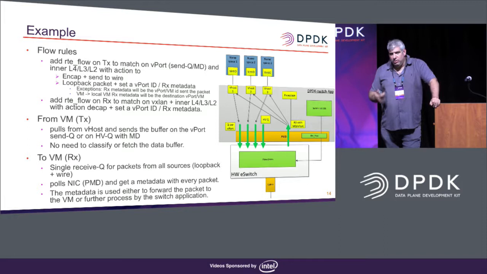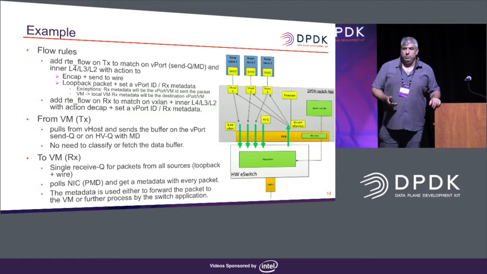On the receive side, a packet that's arrived from the wire will have rules inside the hardware, as was defined. So what you get is metadata with the packet. What does the application need to do? Just copy it to the right VM. So the software doesn't need to parse or touch the data. Very quick implementation.